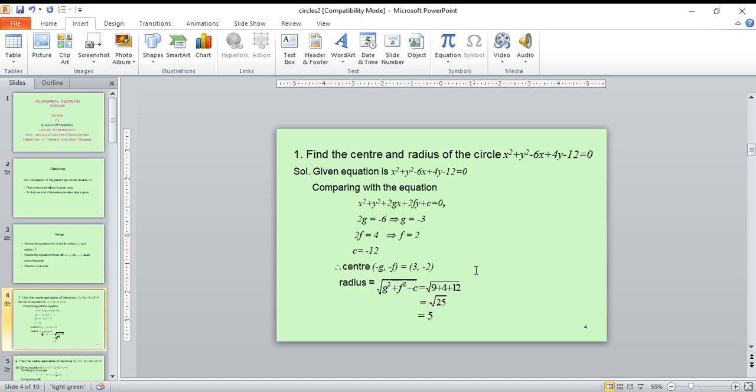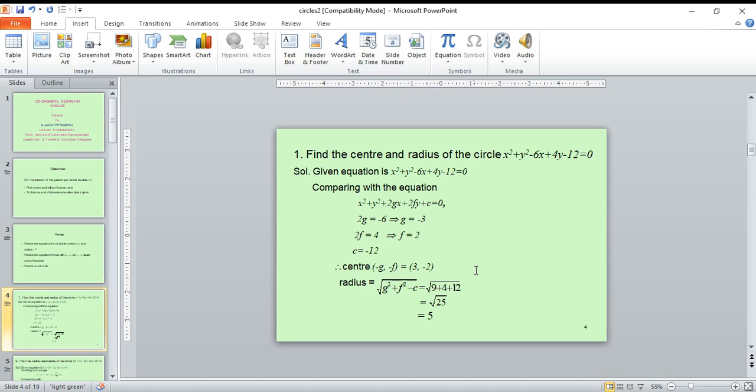Radius r equal to under root of g square plus f square minus c. Here g equal to minus 3, so g square is minus 3 whole square, plus f equal to 2 square, minus c, where c is minus 12, so minus into minus gives plus 12. That is under root of 9 plus 4 is 13, 13 plus 12 is 25. Under root of 25 is 5. So radius r equal to 5, and center (h, k) equal to (minus g, minus f) equal to (3, minus 2).